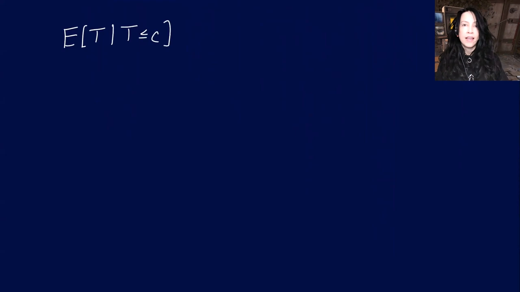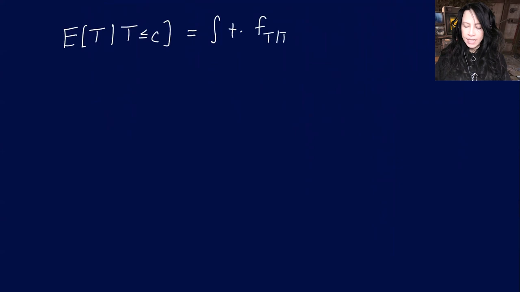Let's look at that: the expected value of T given that T is less than or equal to some c. And I've got two ways I want to mention for you to do this today. The first is going to be to find the conditional PDF and integrate. So I'm going to integrate over whatever the space is, t times the PDF for T given T less than or equal to c, dt.